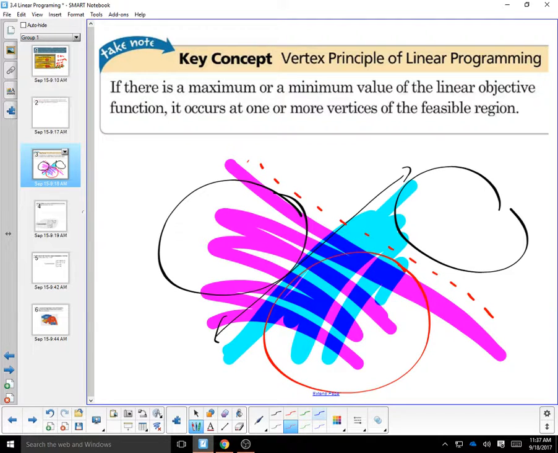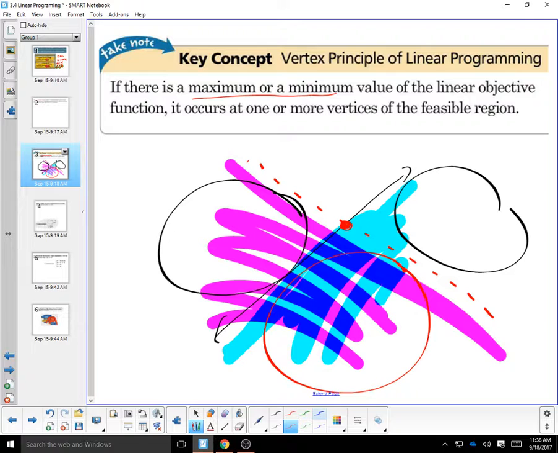Now I want you to notice that those two lines cross at one point, correct? And that point is right here. That is the vertex of this system if we had to solve it. That's the vertex. So what they're saying is, if we're looking for a minimum or a maximum, it has to happen at one of the corners, one of the vertices of the feasible region.